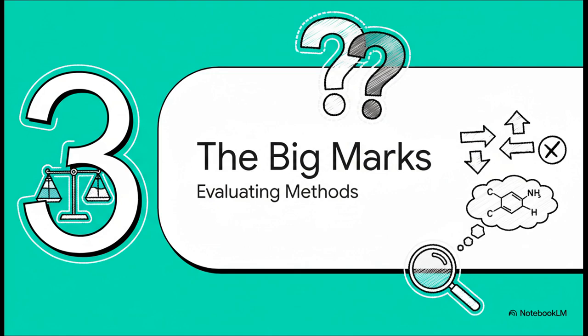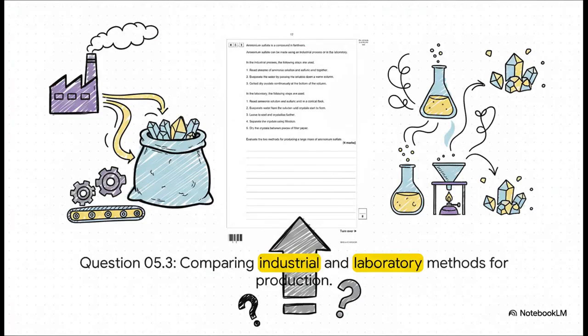And now we get to the big one. This is the 4-mark evaluation question. This is where you have to move beyond just remembering facts and really start comparing, contrasting, and making some solid judgments. So this is what the question looks like on the actual paper. You're given 2 totally different ways of making ammonium sulfate. One is a big industrial process, and the other is a small-scale laboratory method. And your task is to evaluate them for producing a large mass of the stuff.